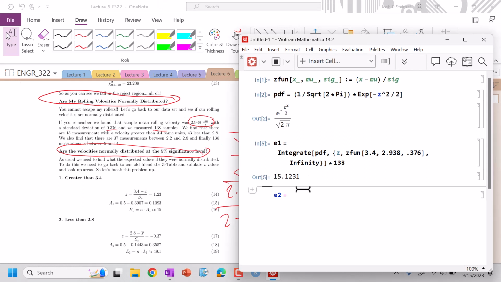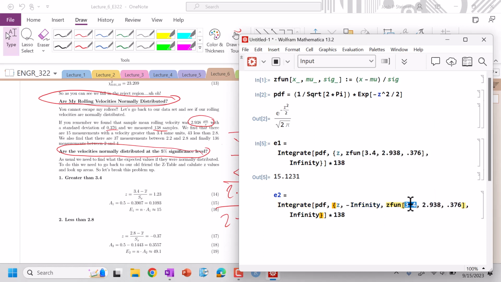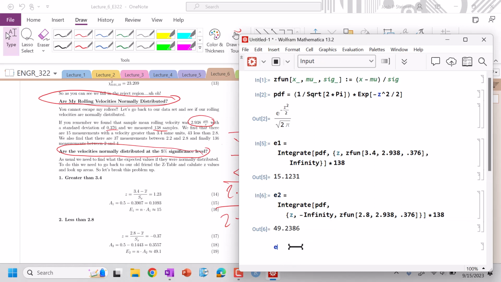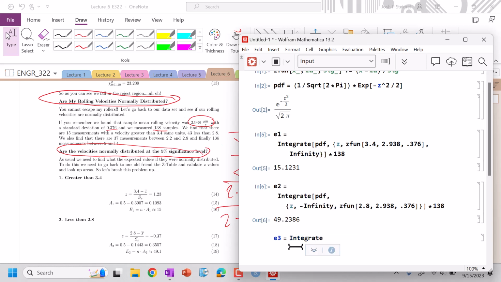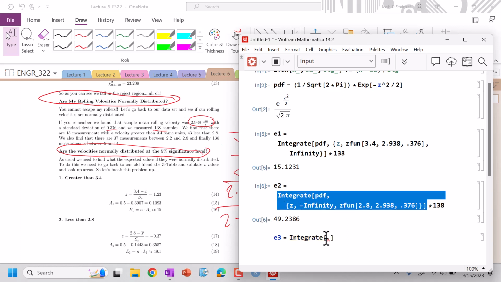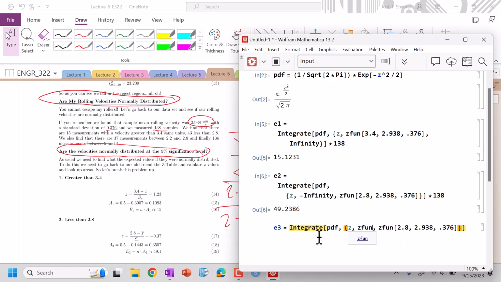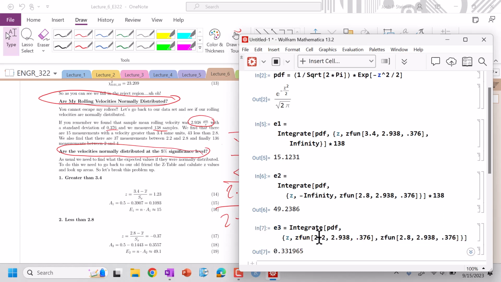Moving on here, and then let's find the 43 less than 2.8. So now we need to integrate the PDF from minus infinity to 2.8, I believe. Yes, sorry. So that would be my expected here. My E3 is going to be equal to integrate, and then we go from 2.2 and 2.8, okay. So z function of 2.2, 2.938, 0.376. Shift enter here. Integrate. We need to multiply times 138.